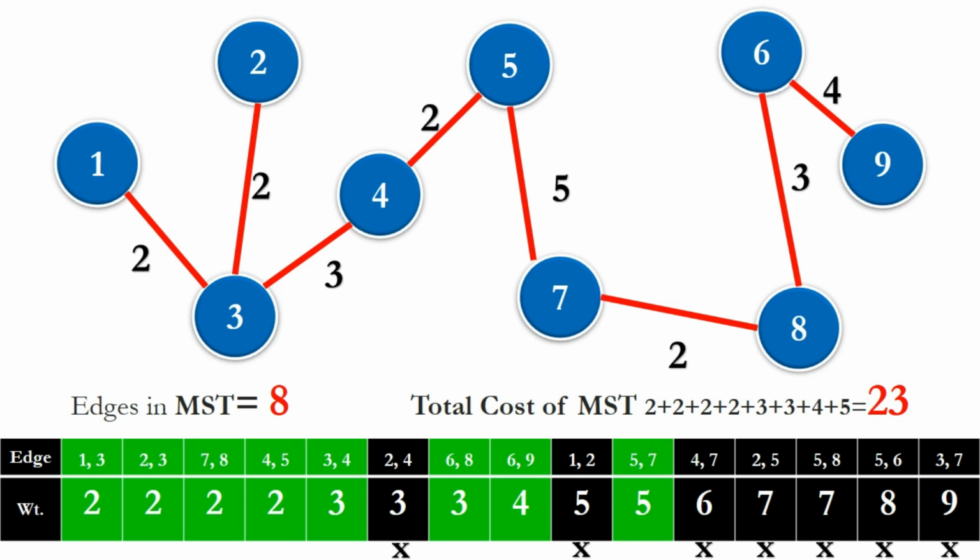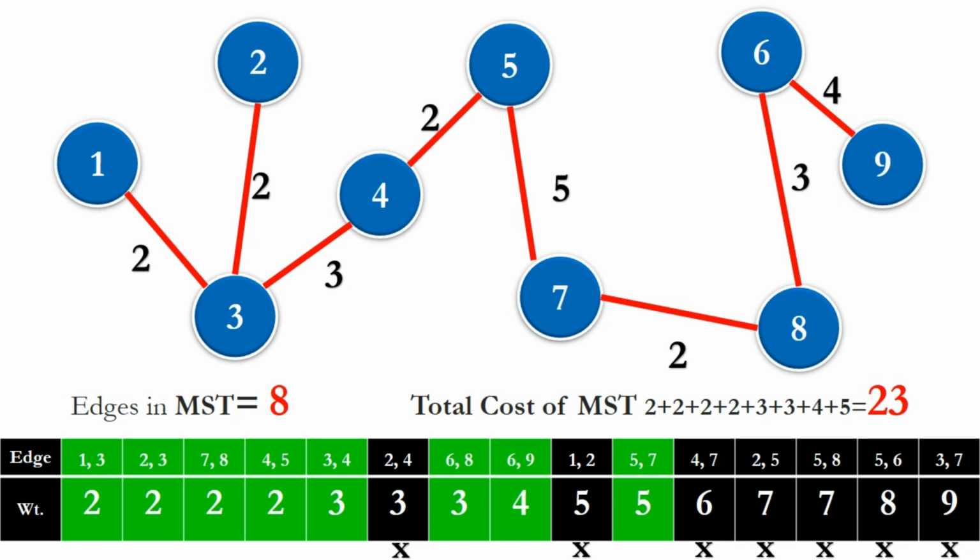And then, if we're going to count the total edges in MST, we're just going to count the edges in between the vertices. Like, vertex 1 and 3 is one edge, vertex 3 and 2 is another edge, vertex 3 and 4 is another edge, so on and so forth. And then we have a total of 8 edges in the spanning tree.